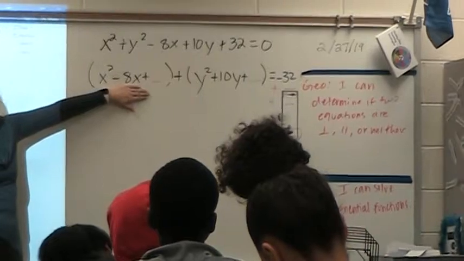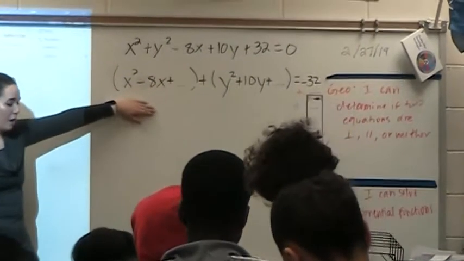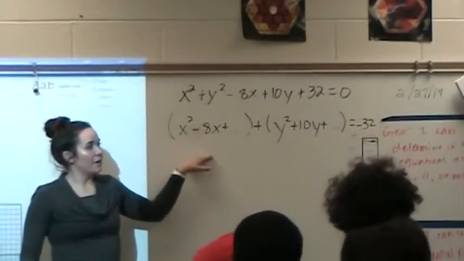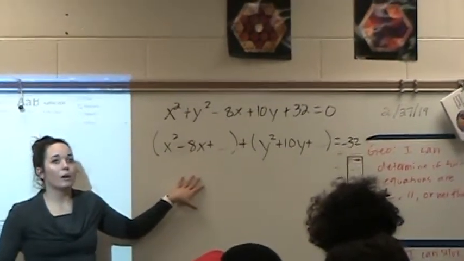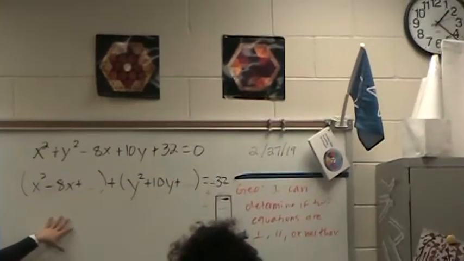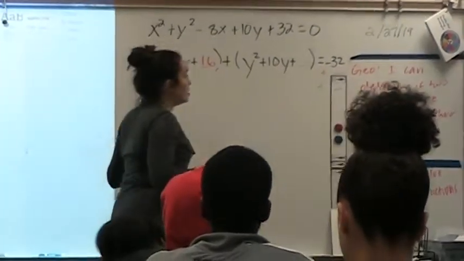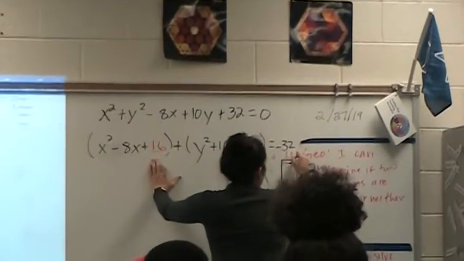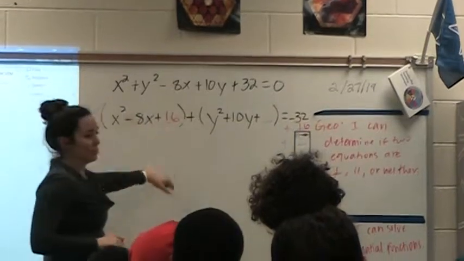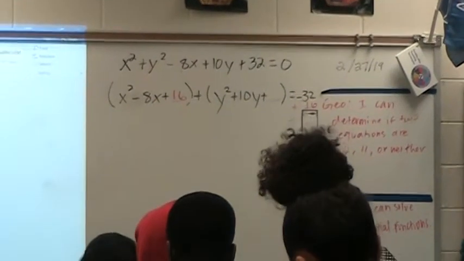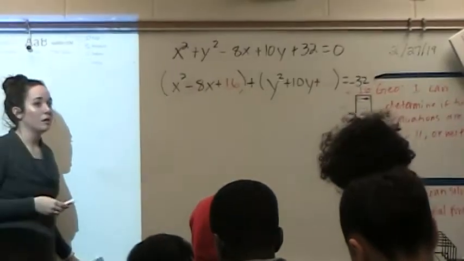What's my b term? Negative 8, right? Okay, negative 8 divided by 2 is what? Negative 4. 4 squared is what? 16. Okay? Plus 16. Okay, so I'm gonna do it on this side, and I'm gonna do it on this side. Okay, with me?